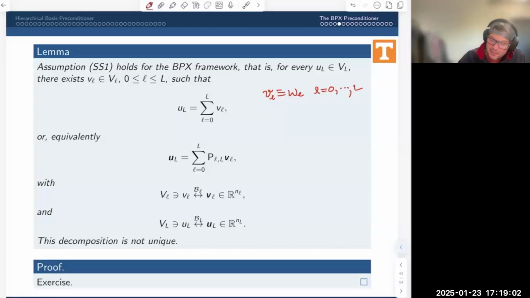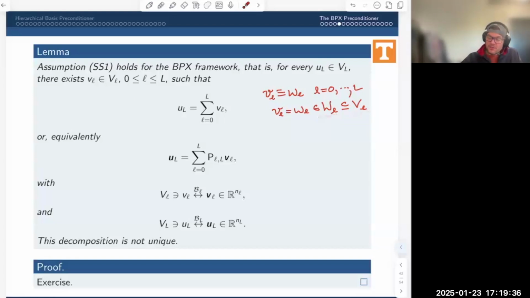That's because each VL being equal to WL is in the space WL, but each WL is a subspace of VL. Remember, this guy has degrees of freedom, which are kind of removed by deleting degrees of freedom from the coarse level space VL minus 1. But in any case, these objects do live in this space.